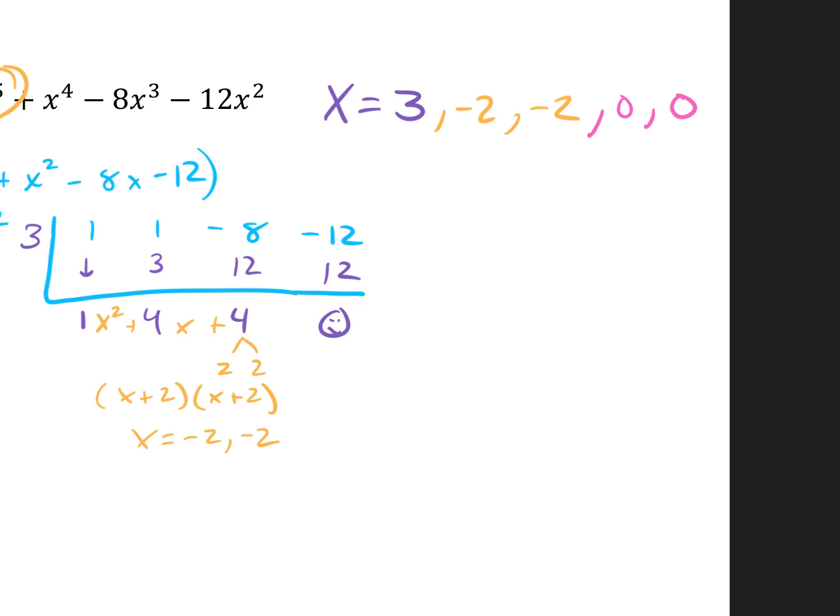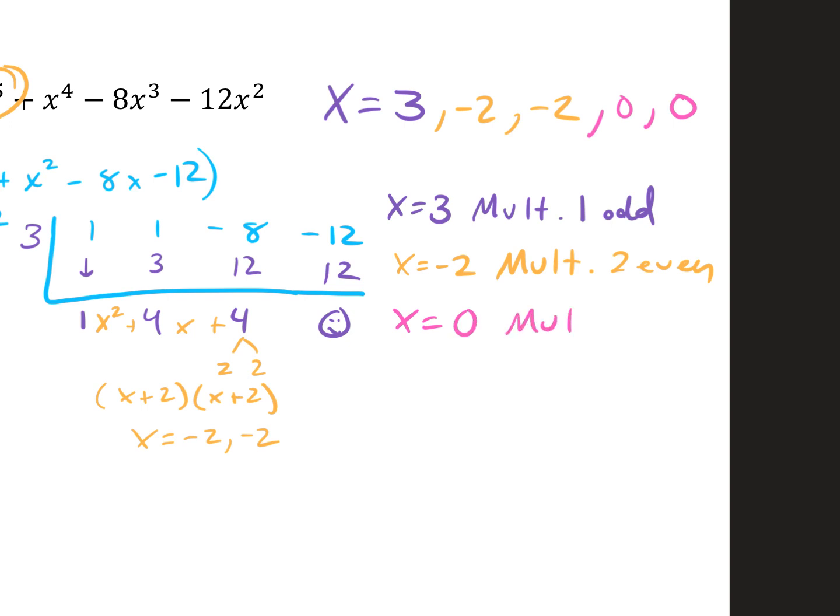So now let's talk about our multiplicity. At 3, so x is equal to 3, what's our multiplicity? Our multiplicity would be 1, which would be odd. At x is equal to negative 2, what's our multiplicity? 2, which is even. And at x is equal to 0, our multiplicity is 2, which is also even.